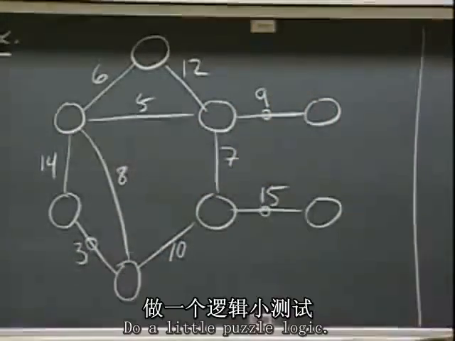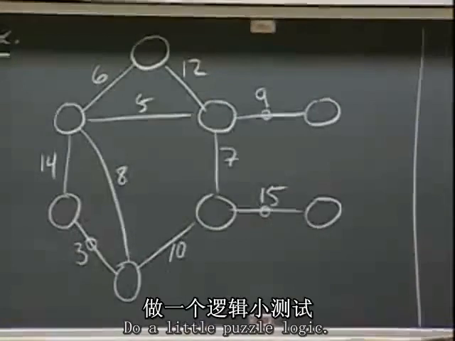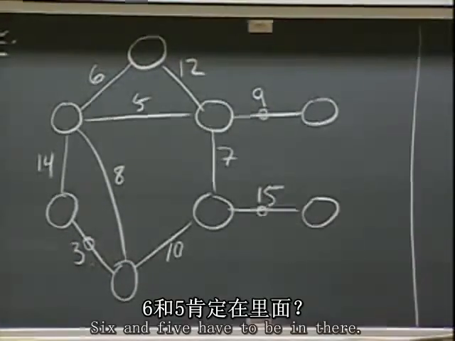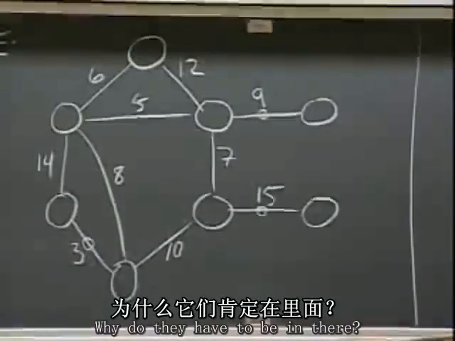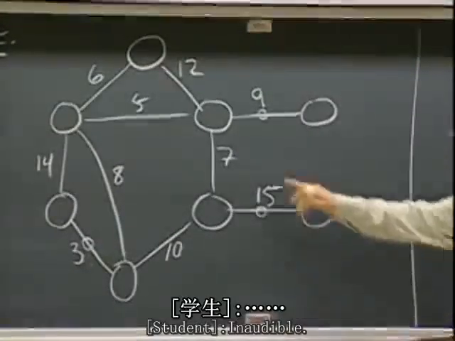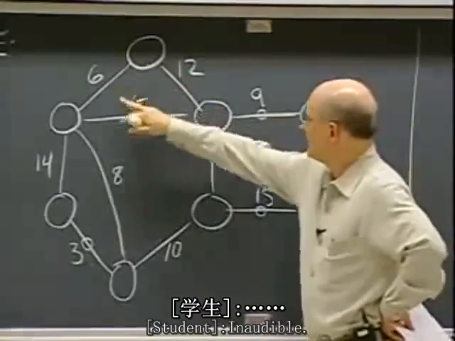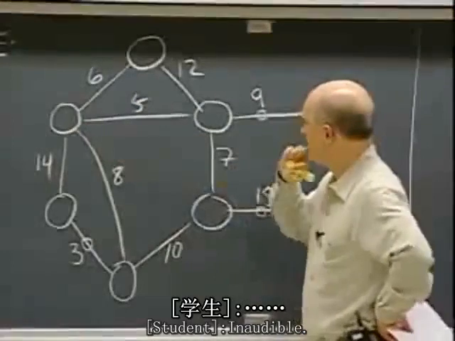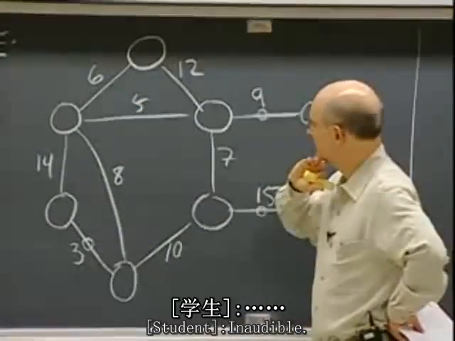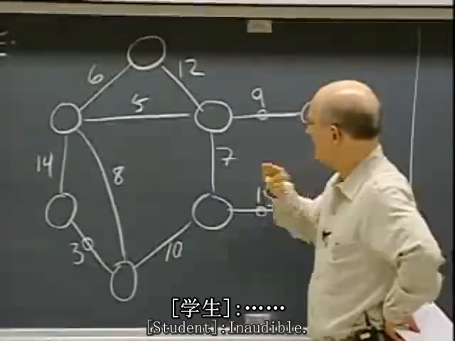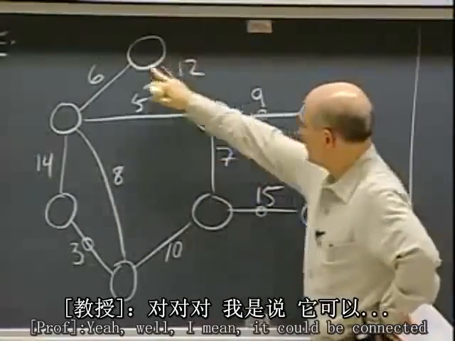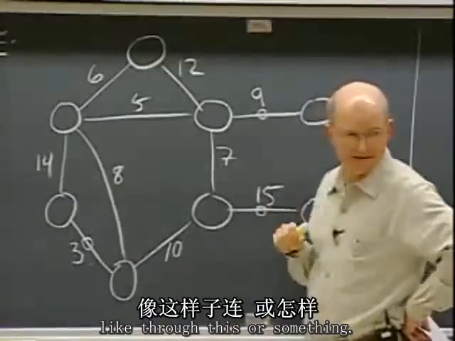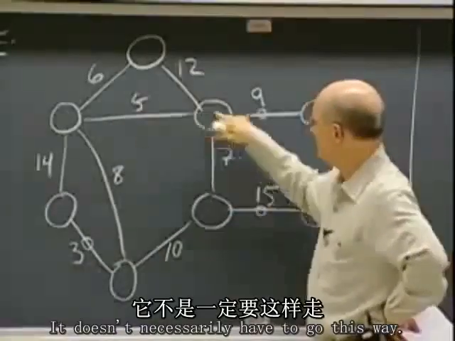Let's do a little puzzle logic. 6 and 5. 6 and 5 have to be in there. Why do they have to be in there? The top node has to be connected to the node to the right, and it either has that edge 12 or it has 6 and 5. Well, I mean, it could be connected through this or something. Doesn't necessarily have to go this way.